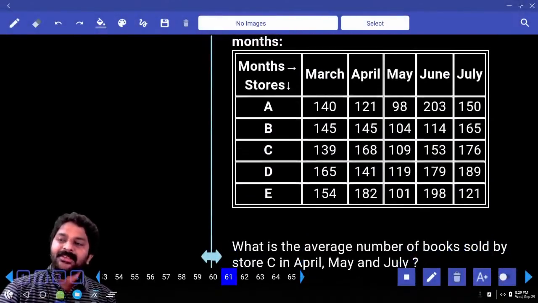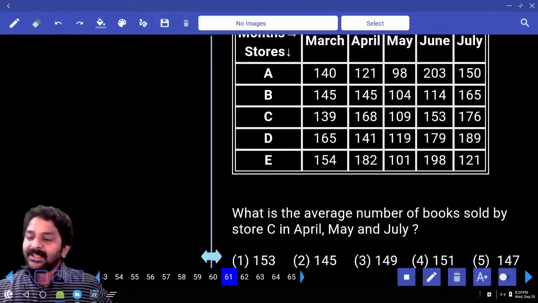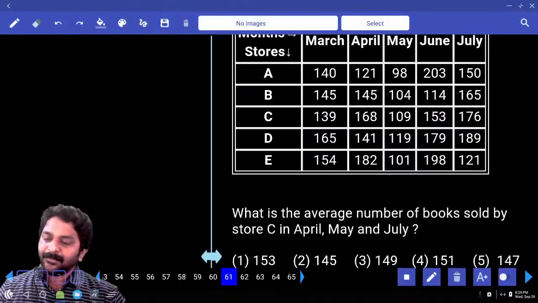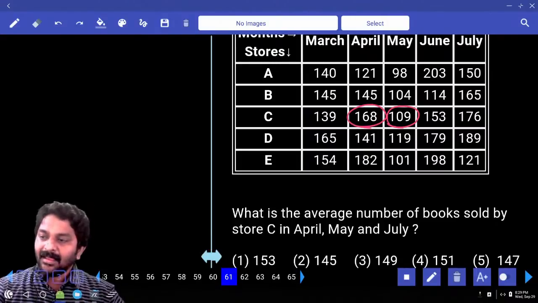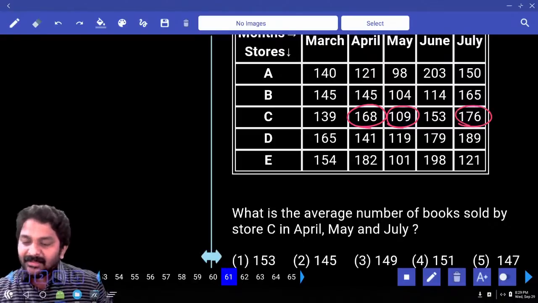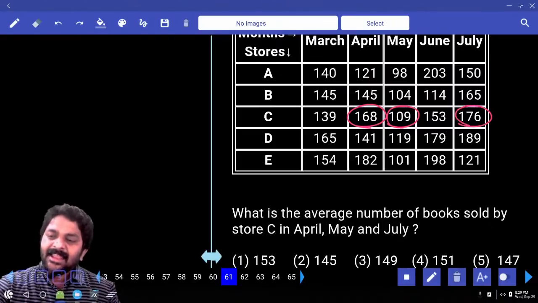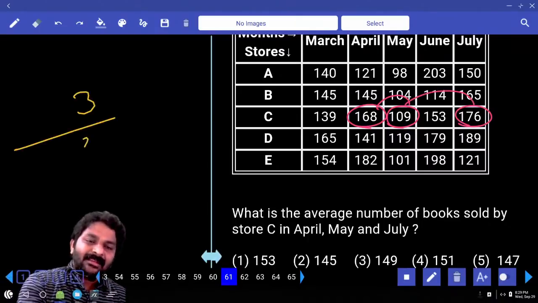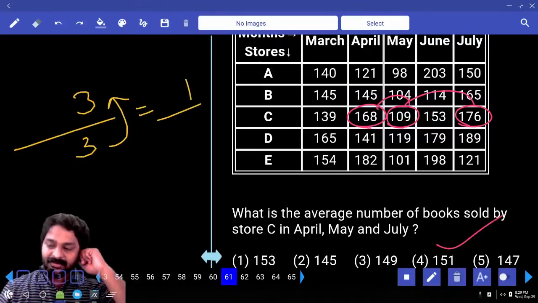Number of books sold by 5 stores during 5 months. What is the average number of books sold by store C in April, May, July? C in April, May and in July. Right. So last digits are different only, right? Let's see. 8 plus 9 ends with 7, plus 6 ends with, divided by 3, into which number ends with 3? Answer must end with 151, fourth option.